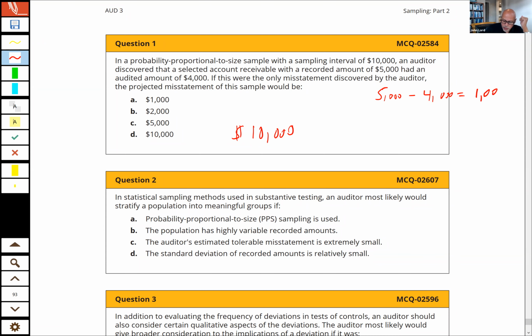So in this particular example, I have a $1,000 difference. Now, if the recorded amount was 5,000 and the audited amount is 4,000, then I have what? I'm trying to say, not very well, that I have a 20% tainting there. So I take that 20% tainting and I apply it to the sampling interval, and that gives me a projected error here of 2,000, just like we did in the example.